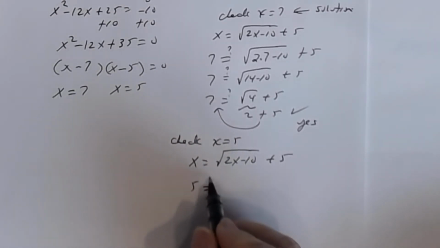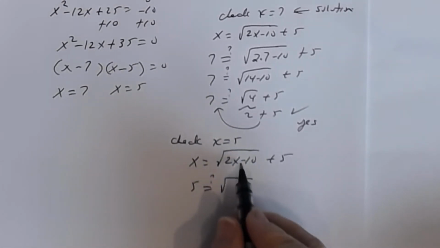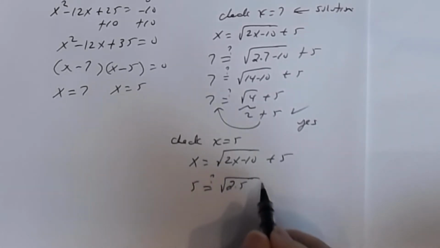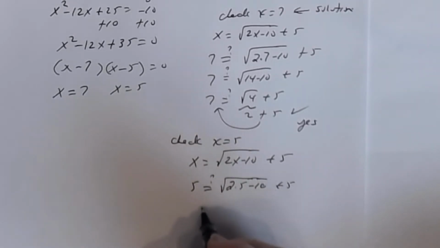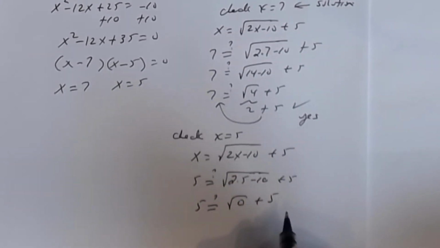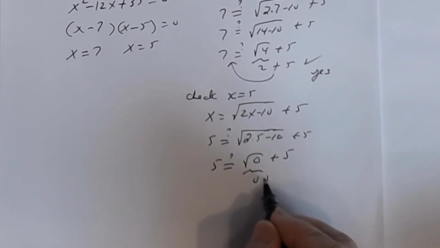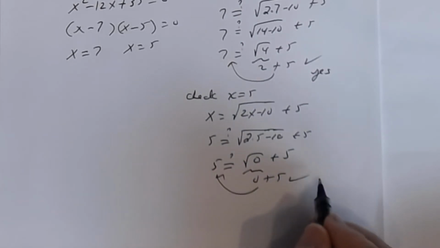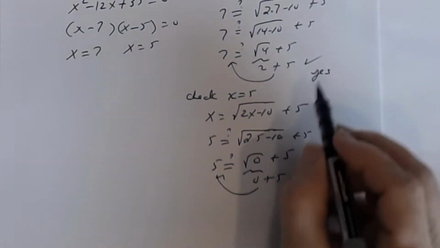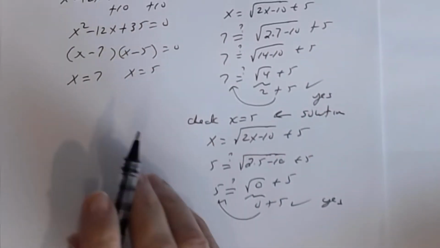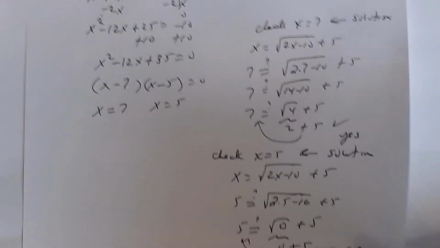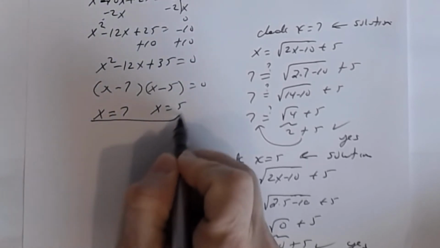So is 5 equal to, and here I get 2 times 5 minus 10 plus 5? Well, 2 times 5 is 10. 10 minus 10 is 0, right? So the question becomes, is 5 equal to the square root of 0 plus 5? Well, the square root of 0 is 0, and 0 plus 5 is equal to 5. So that's a solution also. So I want you to notice that you didn't end up with any extraneous roots. There aren't any. So both of those are your solutions.